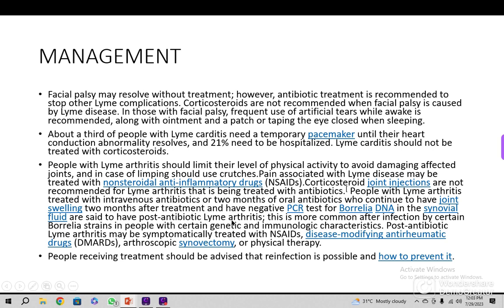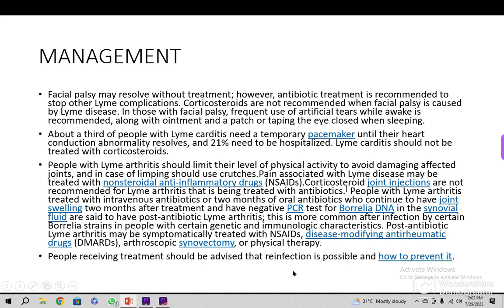Post-antibiotic Lyme arthritis is a reactive type of arthritis that is more common after infection by certain Borrelia strains in people with certain genetic and immunological characteristics. Post-antibiotic Lyme arthritis may be symptomatically treated with NSAIDs. An arthroscopic synovectomy can be done or physical therapy is helpful. People receiving treatment should be advised that reinfection is possible, because it's a hidden infection.